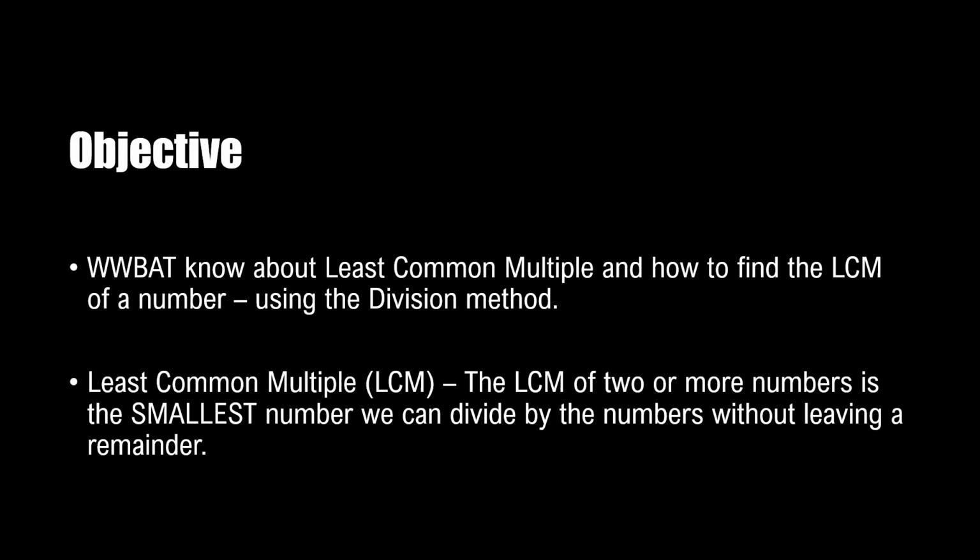So what is the least common multiple or LCM? The LCM of two or more numbers is the smallest number we can divide by the numbers without leaving a remainder. Previously, we have looked at two other methods. One was the common prime factor method and the other one was the maximum occurring prime factor method. Today, we will be learning the division method of finding the LCM.